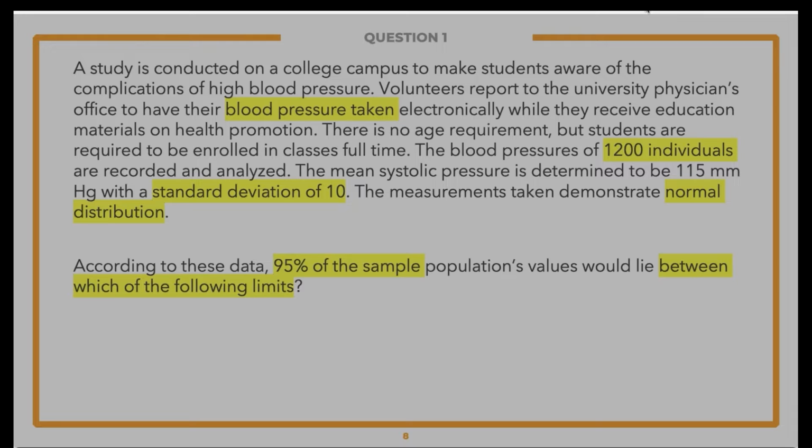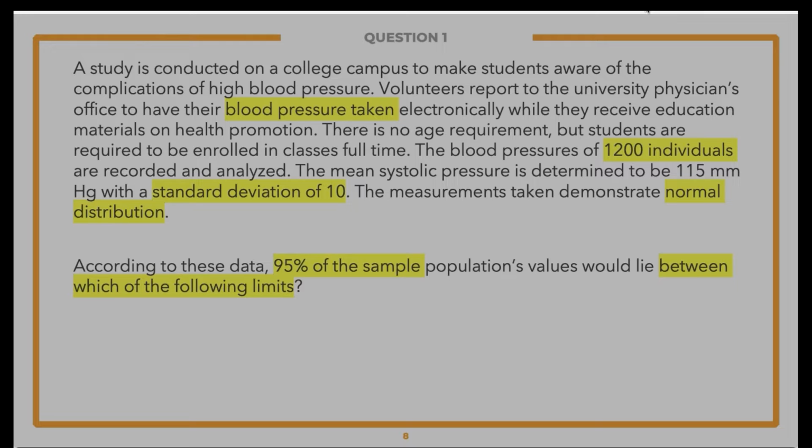And it is a normal distribution. So when they say normal distribution, what do they mean? That's a biostatistics term where you find the Gaussian, the bell curve distribution. They'll describe it, and they want you to know 95% of these populations would be between which of the following limits. So they're going to give you a bunch of ranges, and you need to know 95% of these 1,200 individuals will fall in which criteria.